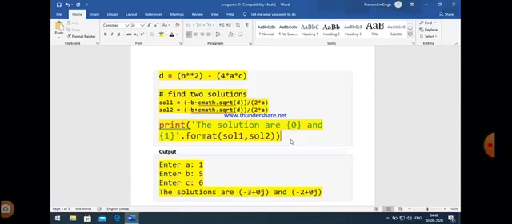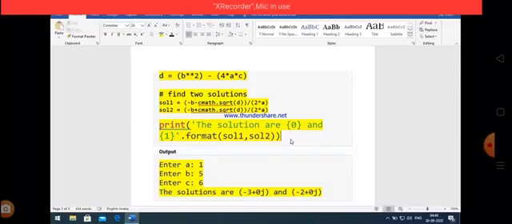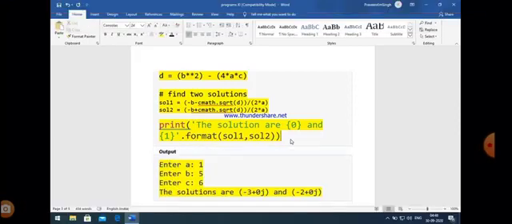And if they have an imaginary part, then they are represented with the J sign. So this is a program for how to calculate the roots of a quadratic equation.